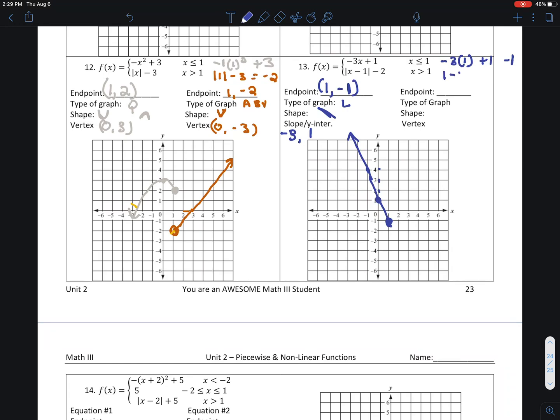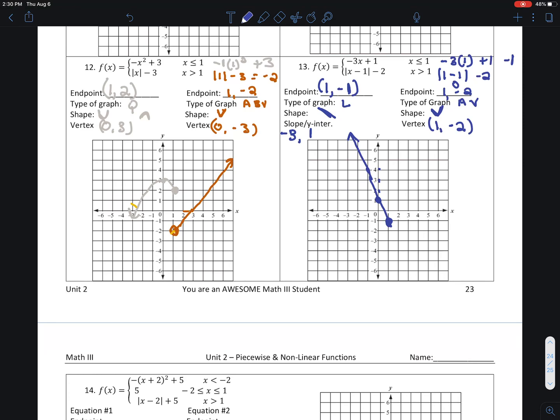Our next graph is absolute value. So we find the endpoint. We put in 1. We get 1 minus 1. The absolute value of that is 0 minus 2. So our endpoint is 1, negative 2. The type of graph is absolute value. The shape is a V shape. And our vertex is 1, negative 2.